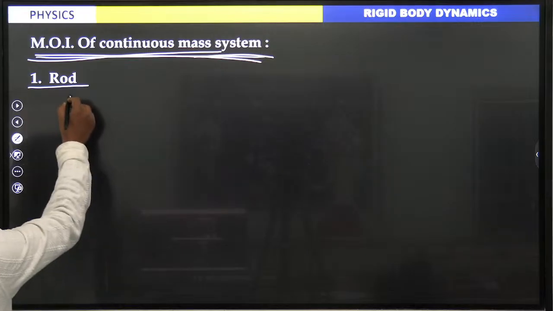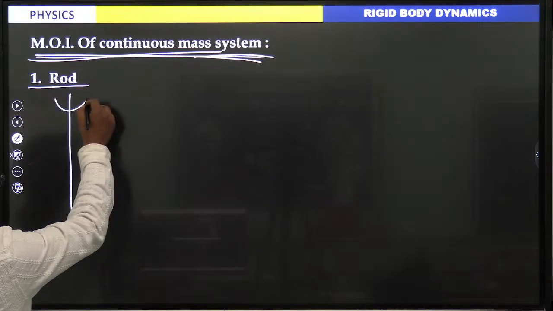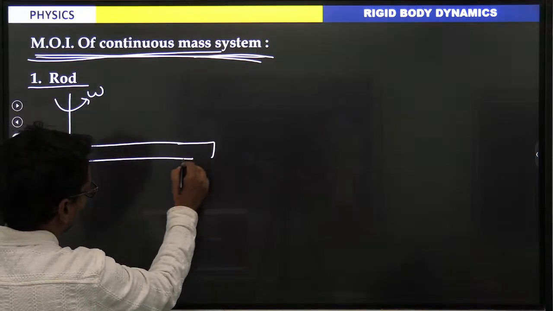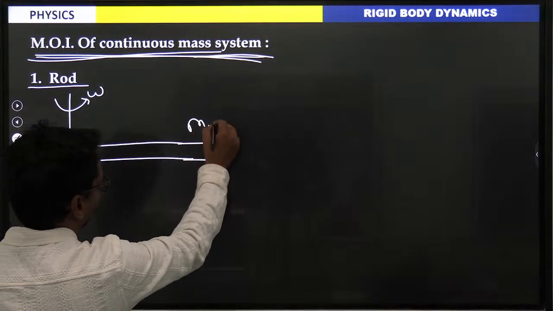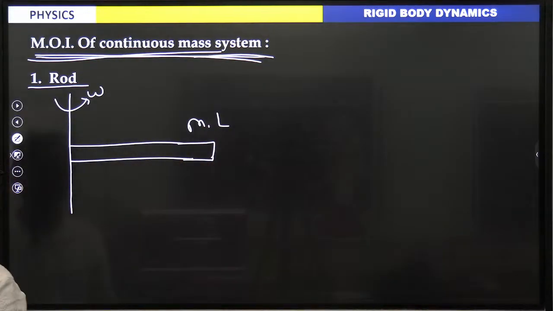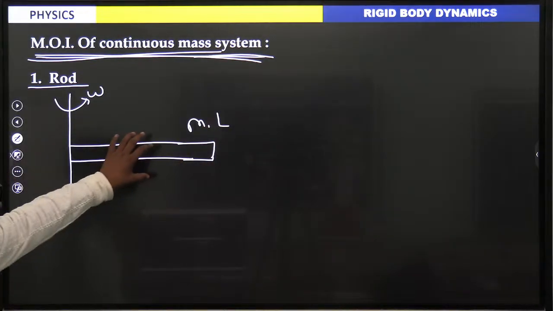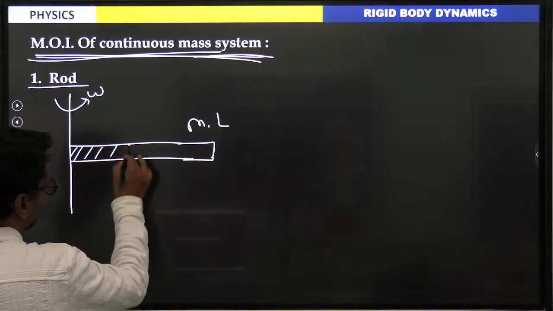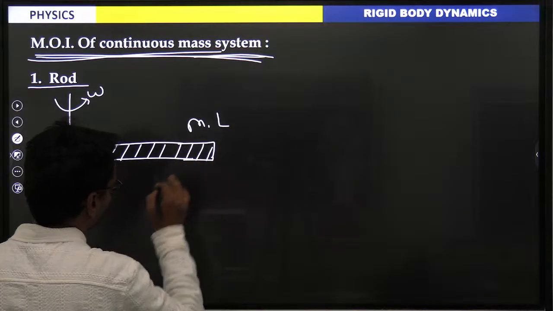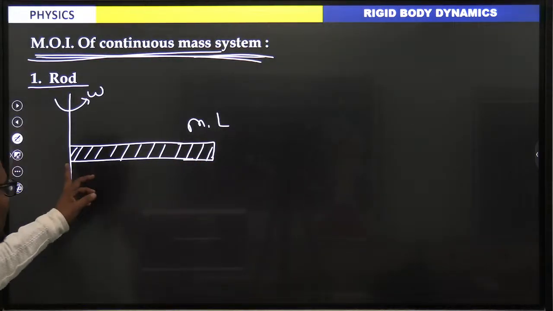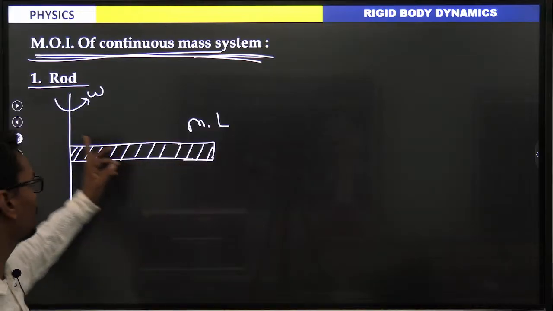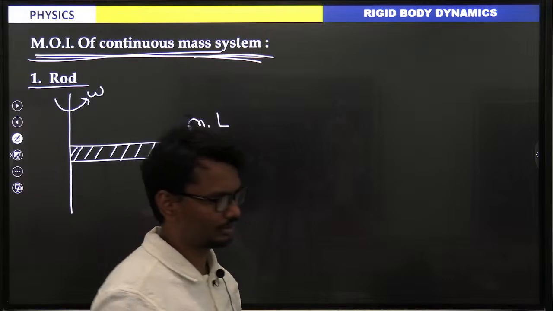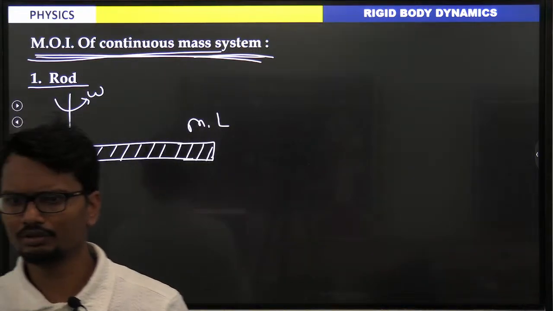The first example is a rod. This is the axis, which is moving with angular velocity omega, and this is the rod having mass m and length L, and we need to find the moment of inertia of this rod about the given axis. Clear? Understand?